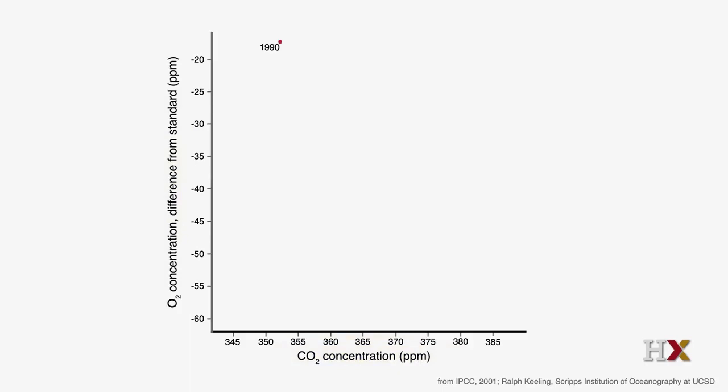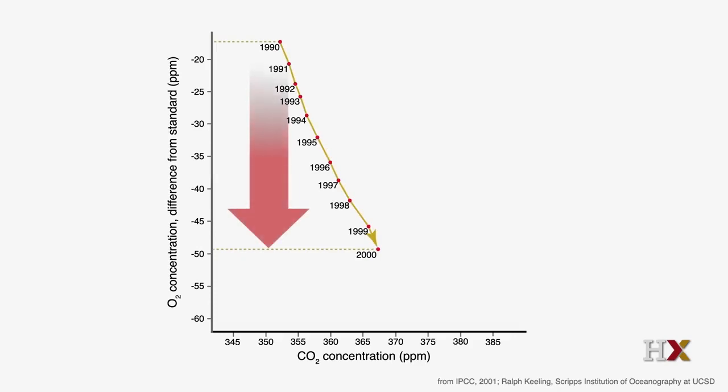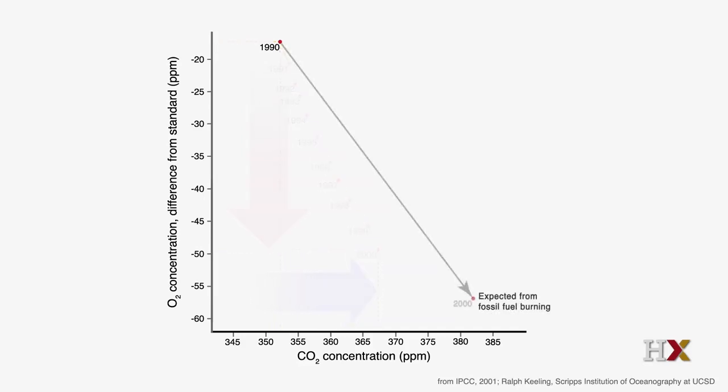So if you start in 1990, as the first year when Ralph started making measurements, and then follow the data for the next 10 years, Ralph observed a drop in oxygen, just as you would expect, as carbon dioxide rises. And if you plot it on this graph of carbon dioxide versus oxygen, you see the oxygen fall just as the carbon dioxide goes up. What you can also plot is what you would expect to happen if 100% of the carbon dioxide used from fossil fuel burning were to go into the atmosphere.